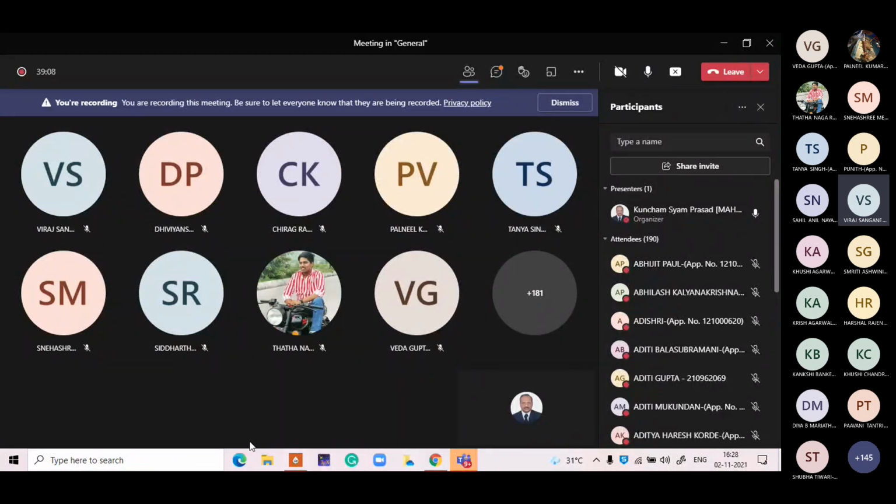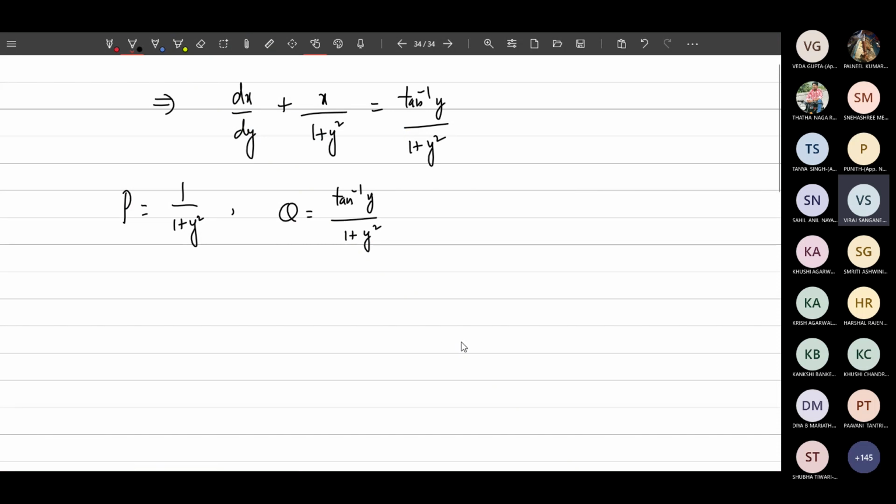Yeah, hello. Come back. P and Q are like this. So now we need to compute the integrating factor. It is very clear. The integrating factor you can find: e to the power of integral P dy, e to the power of integral 1 upon 1 plus y square dy, which is e to the power of tan inverse y.